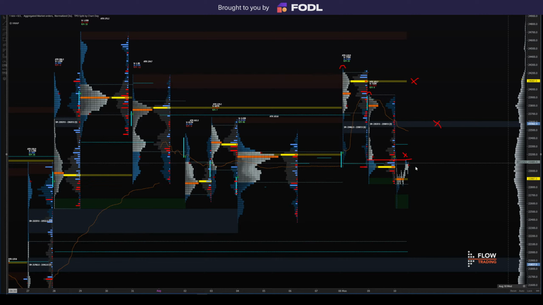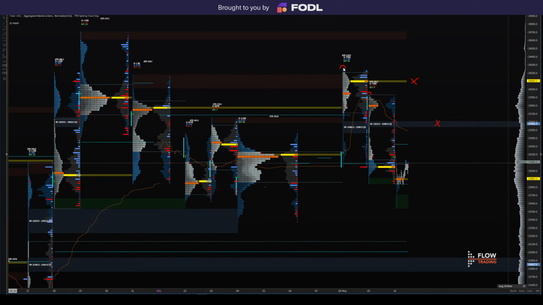So even though we kind of opened inside yesterday's value, the open was here, we fell out of it during the night, we came back to try and test it, and it's been acting as resistance. So this could potentially be as high as we get today, okay? But like I said, if we do break above it and we break back inside of this value, then we've got all of these levels to the upside.